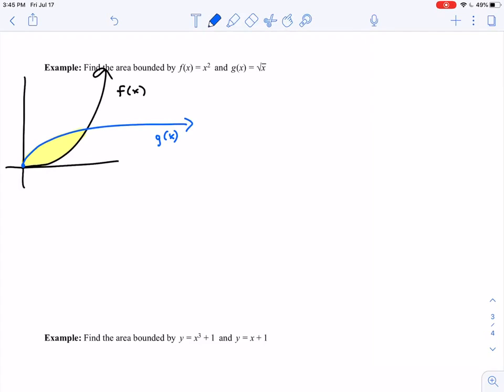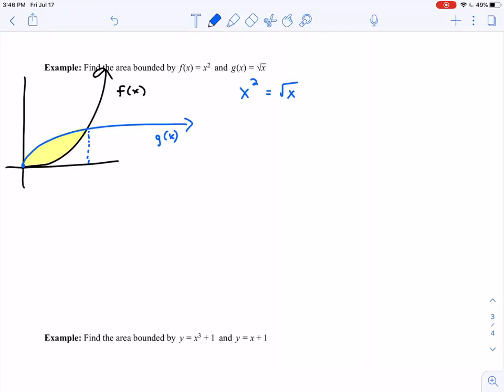So here, again, I'm not given an interval to work with, so that means I need to find where these two functions intersect. It looks like they intersect right here at 0, and that's one you could probably go and check. But what is this other point right here? What is this x value? So I'm going to take x squared, set that equal to square root of x, and solve for x.